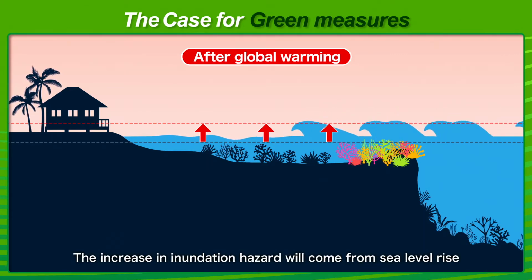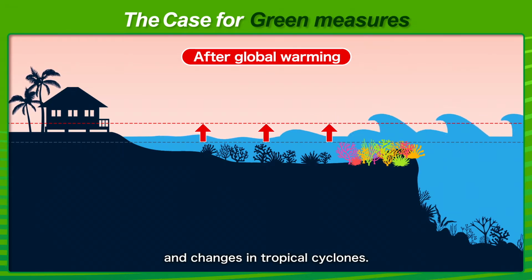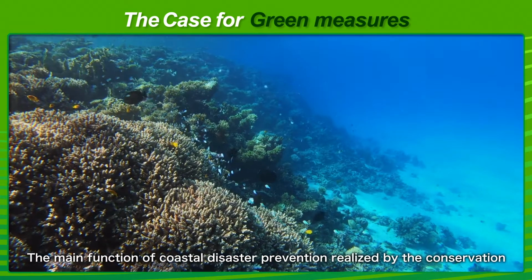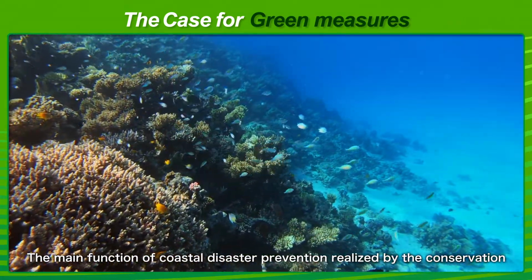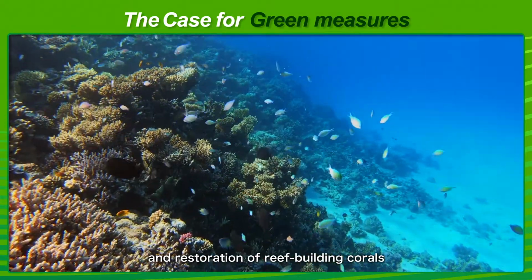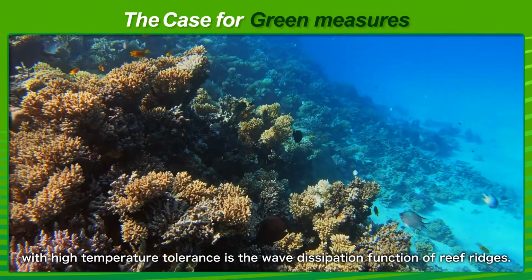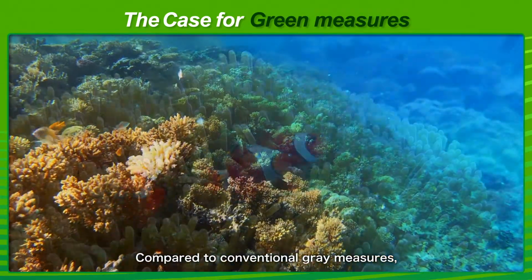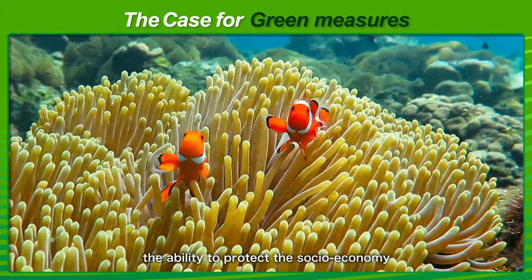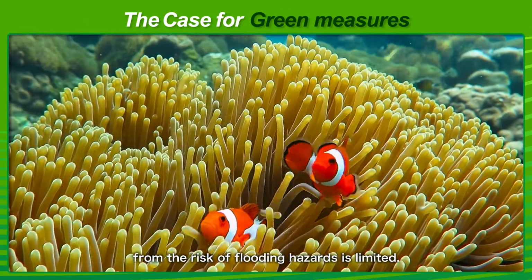The increase in inundation hazard will come from sea level rise and changes in tropical cyclones. The main function of coastal disaster prevention realized by the conservation and restoration of reef-building corals with high temperature tolerance is the wave dissipation of reef ridges. Compared to conventional gray measures, the ability to protect the socioeconomy from the risk of flooding hazards is limited.